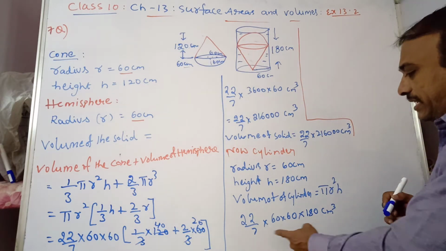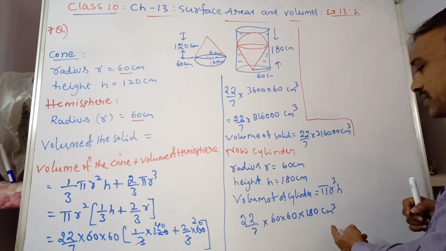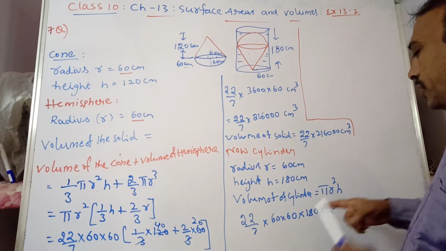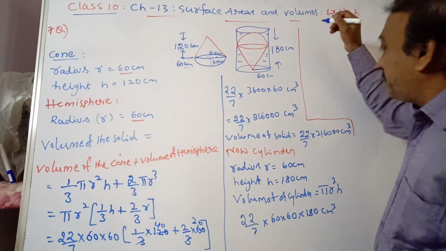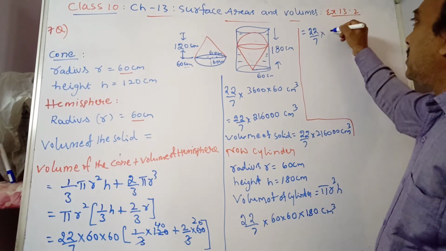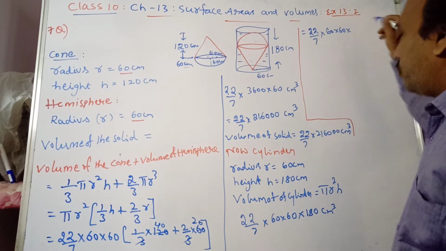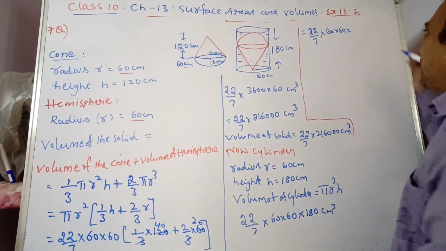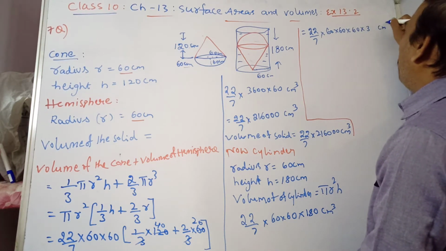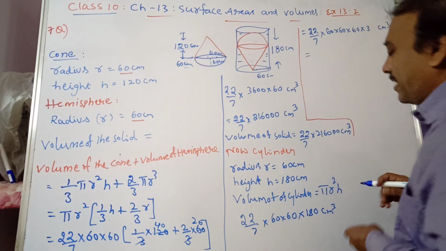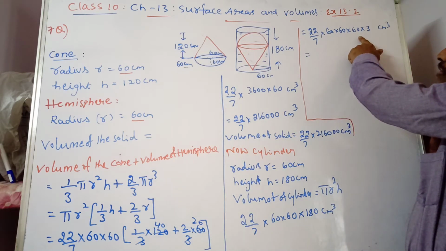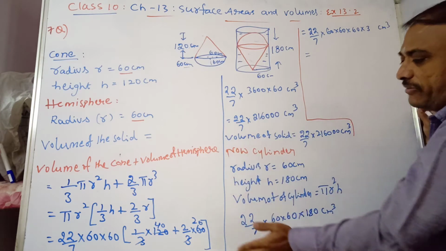You observe it clearly here: 60 into 60 into 60 into 180 centimeter cube. So here you can write this part. I am just making it into a simpler form. 22 by 7 into 60 into 60 into, what I am doing, 180 I am writing as 60 into 3 centimeter cube, because 60 3s are 180. You see here, observe it carefully, 60 into 60 into 60.